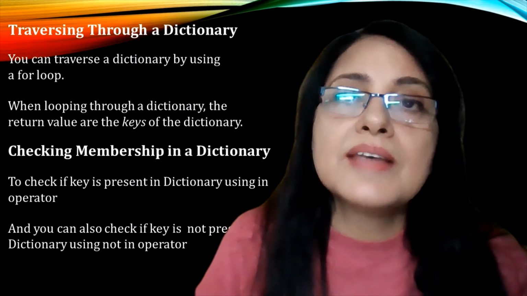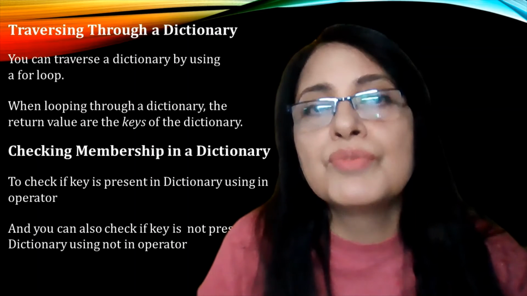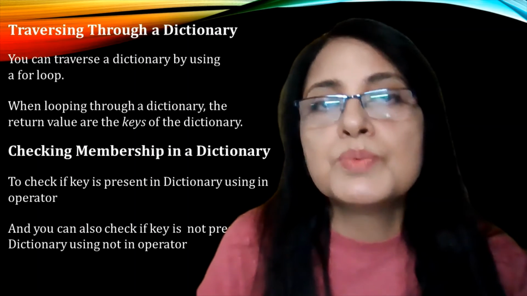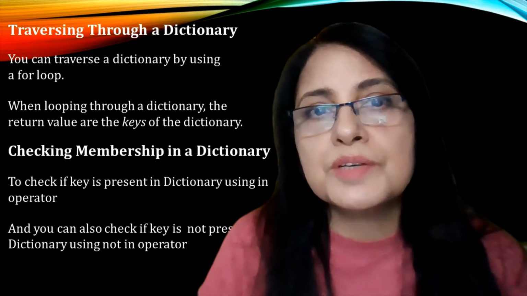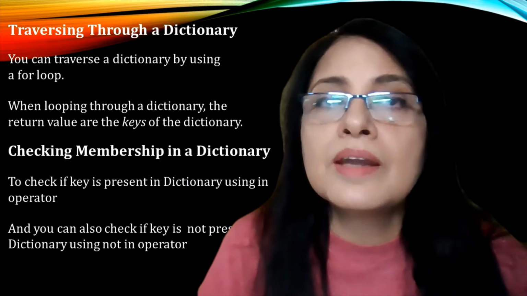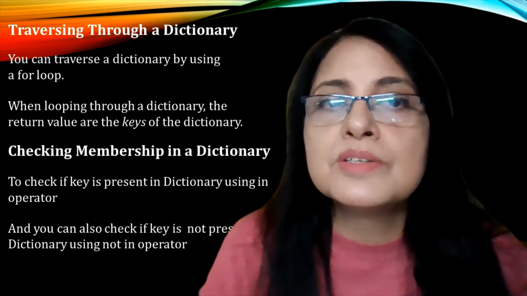Just like lists and tuples, we can also traverse through a dictionary using a for loop. When we are looping through the dictionary, the return values will be the keys of the dictionary. We can also use the membership operators in and not in a dictionary to check whether a key is present or not.